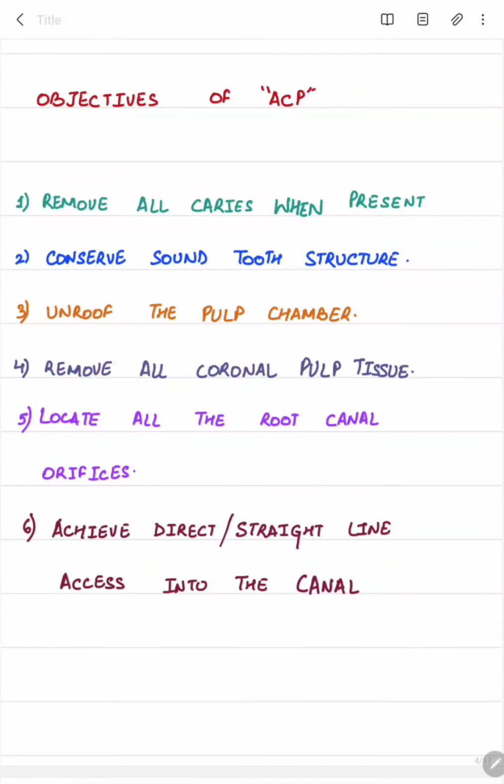Now the objectives of access cavity preparation. The first one is to remove all the caries when present. Secondly, we should conserve the tooth structure as much as possible. Third, unroof or open the pulp chamber. Fourth, remove all the coronal pulp tissue present. Locate all the root canal orifices, and lastly achieve direct or straight line access into the canal. So these are the objectives of access cavity preparation.